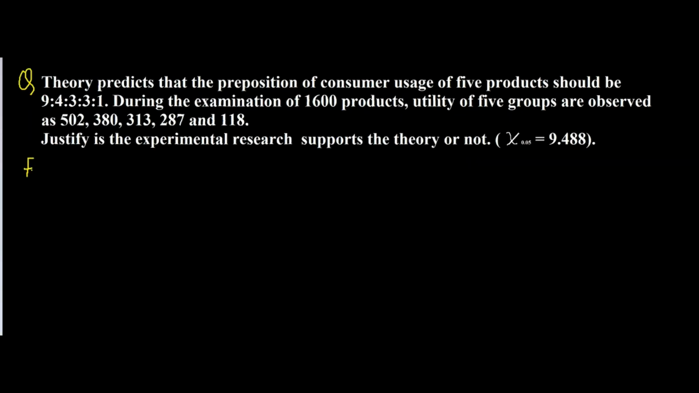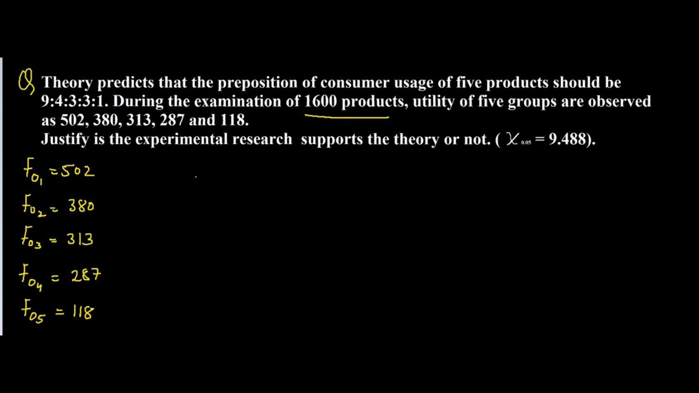You can write them like this: observed data 1 is 502, observed data 2 is 380, observed data 3 is equal to 313. These are the frequencies, or you can say the persons, how many persons are using this thing. Now observed data 4 is 287, and the frequency of observed data 5 is for the 5th product, and totally there are this many products.